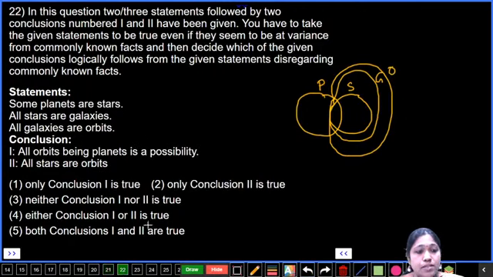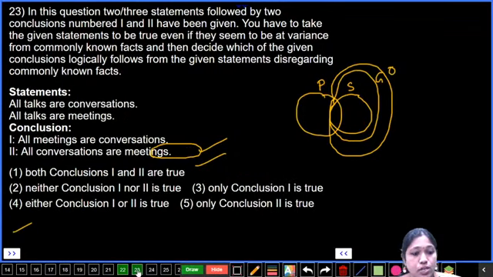And the next question is of the same statements. Now see the conclusions. All orbits being planets is a possibility. Can be considered because it is positive statements. Possibilities are always true. This is true. All stars are orbits. Yes, this is also true. Both the conclusions are true. Option number 5. And then the next question is 23rd one.